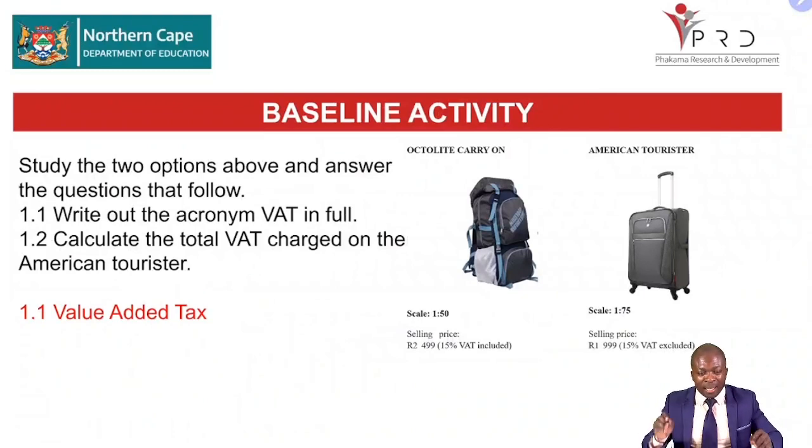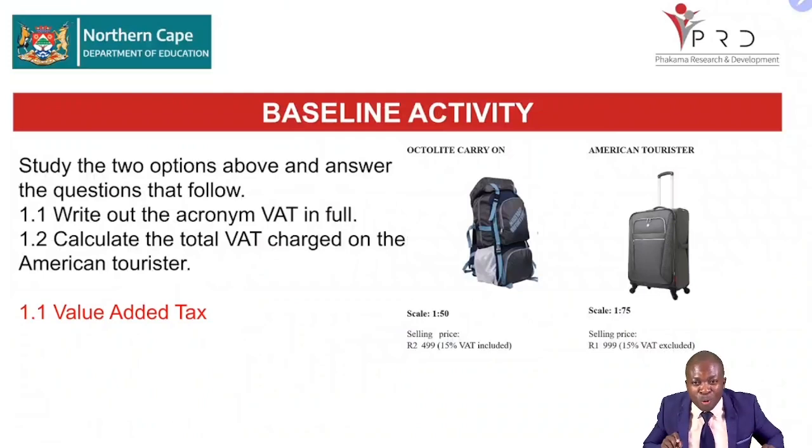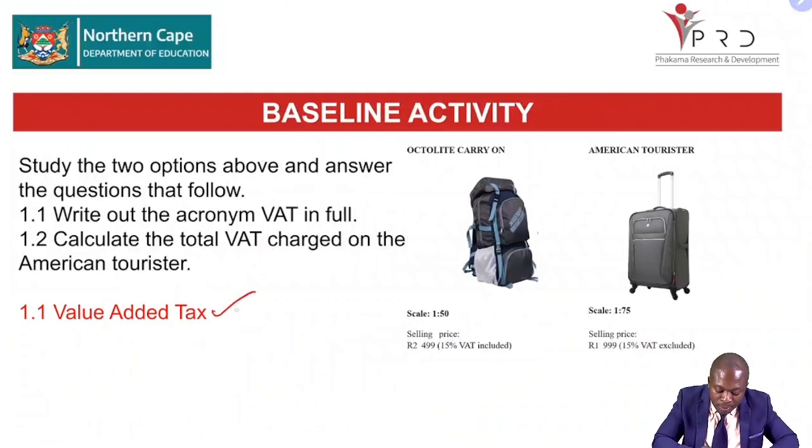Welcome back, my learners. Let's look at our questions again. The first one says, study the two options above and answer the questions that follow. In this case, the images are alongside, because we had to shift them. We have the first image, which is the Octotal carry-on. Then the second image for this bag is American Tourister. But the key point that I wanted you to look at is question number one. It says, write out the acronym VAT. My learners, by this time you know that means value added tax. Can you say it after me? Value added tax. Do that, and we'll give you 2 marks.